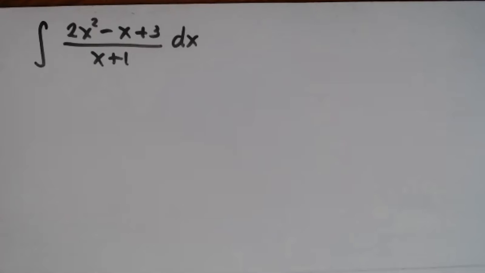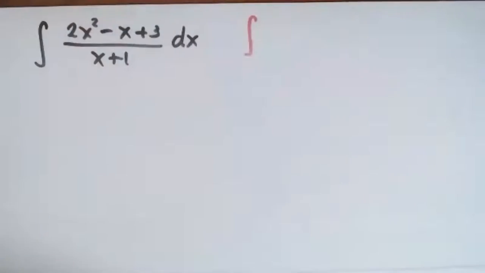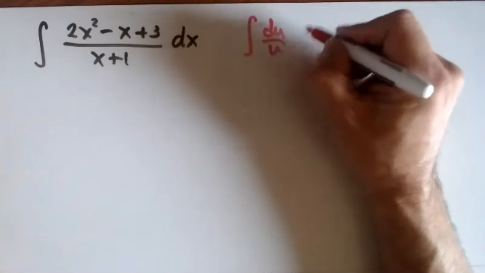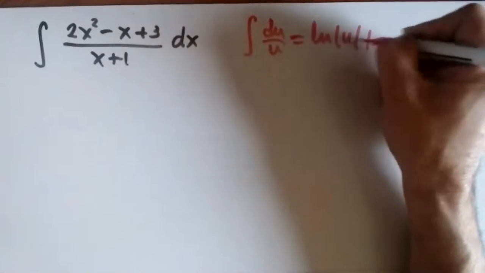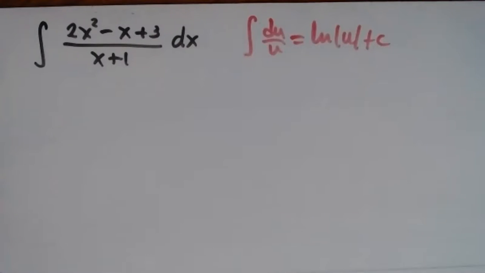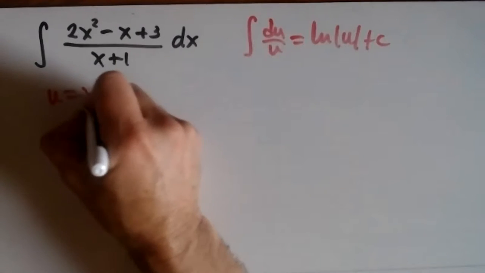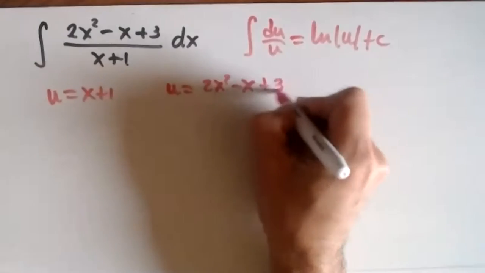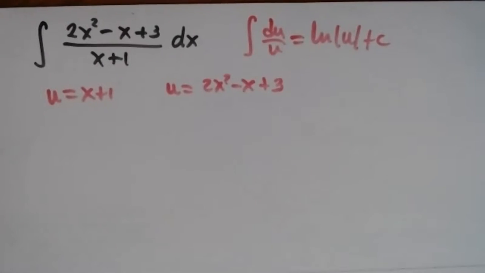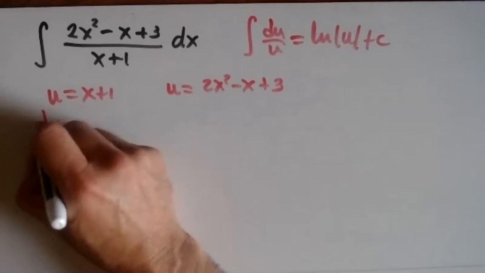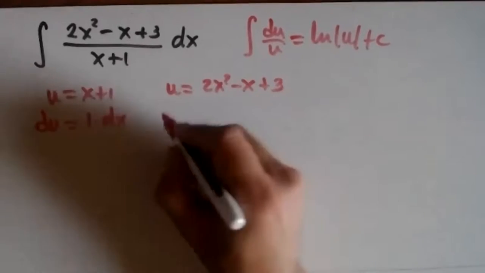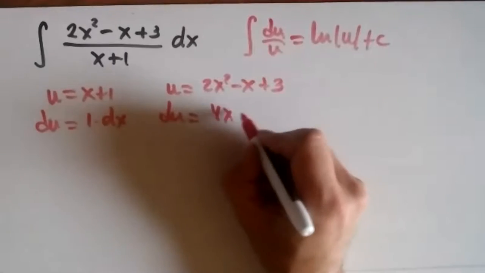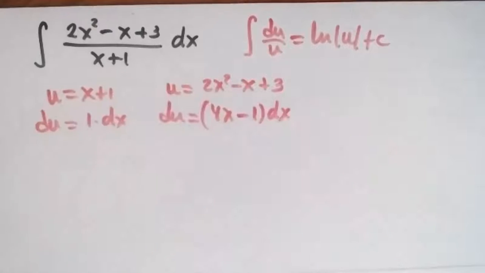Okay. Again, it's a fraction, right? So we're trying to use this formula. Now, again, we choose the u. We have two options, u equals x plus 1, or u equals 2x squared minus x plus 3, correct? Well, are these good choices? Let's see. Du equals 1 times dx. Du equals 4x minus 1 dx.